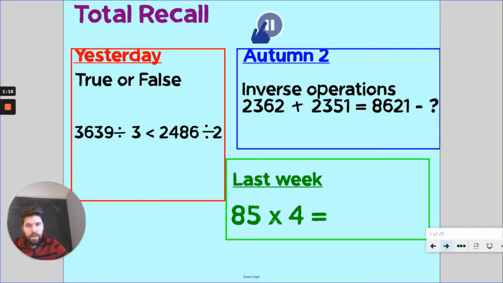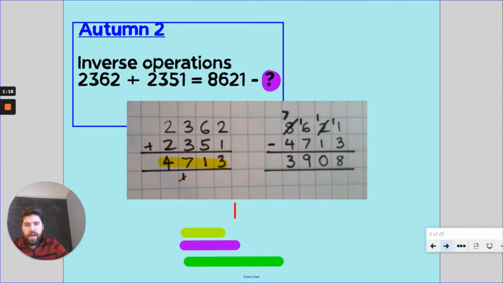Okay, so our first question we're going to look at was from Autumn. We're looking at inverse operations. So it says here that 2,362 add 2,351 equals 8,621 subtract something, and we got some kind of mystery value here.